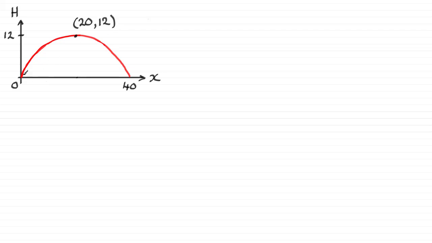So we've got to get the equation of this trajectory. And one way that you could do this is to say, well, we know that when h equals 0, x will either equal 0 or 40. And so that means that we could either have x as a factor or x minus 40 or even 40 minus x.